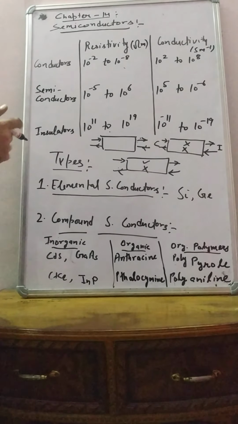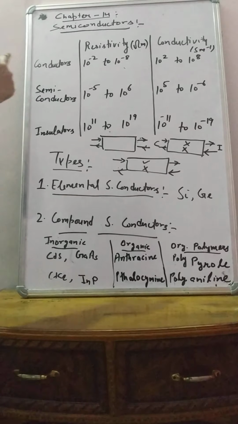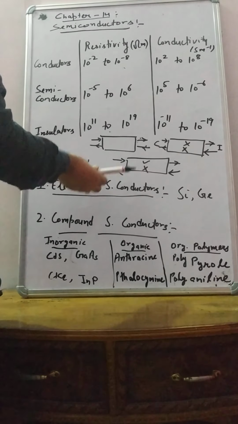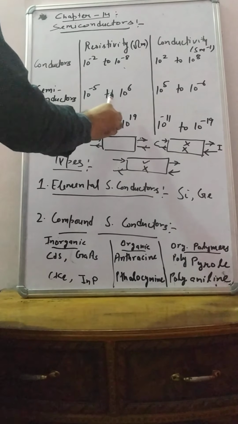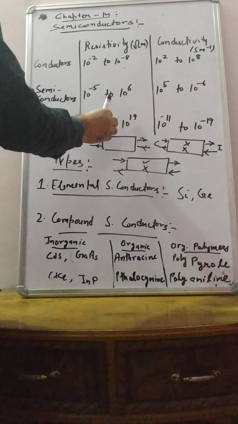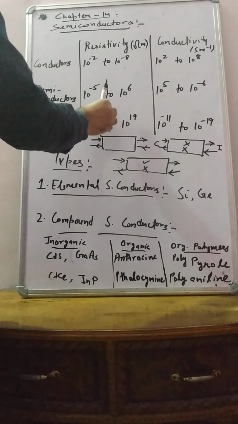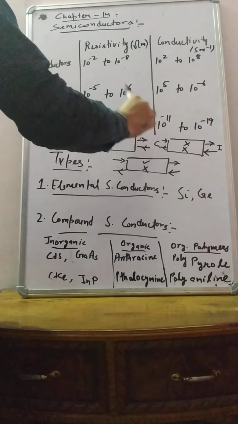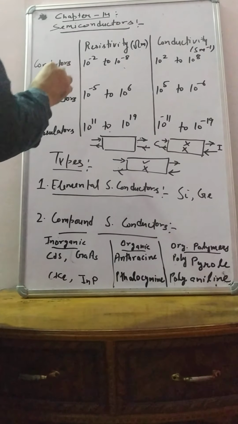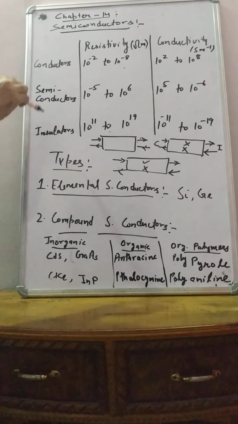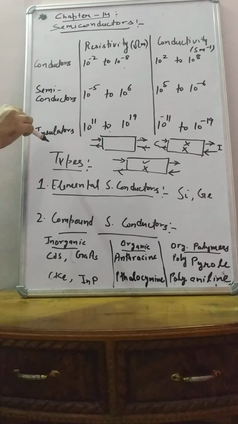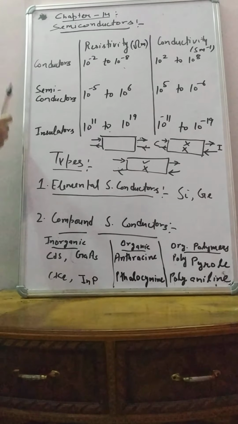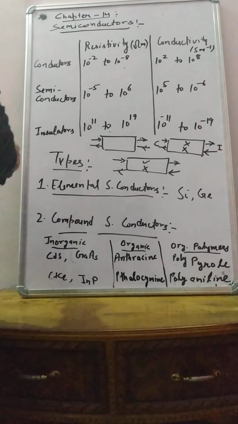There is a particular category that lies in between, that is the semiconductor. In this case, we get the resistivity as 10 to the minus 5 to 10 to the 6. There is a particular thing that exists between them. And in this conductivity, we also get 10 to the power 1. So the category that exists between conductor and insulator is called the semiconductor, or we can say the conductivity of the semiconductor lies between that of conductor and that of insulator.